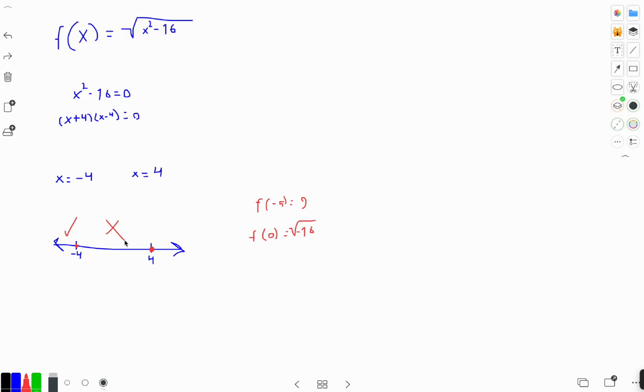And if we plug in a number to the right of 4, we're going to get 5. And if we plug in f of 5, we're also going to get 9. And that's once again a real number, so it is included. Now we can finish off this number line. And in interval notation, we're going to have negative infinity, comma, negative 4, included, union. Then the graph picks back up at 4, and it goes to infinity.